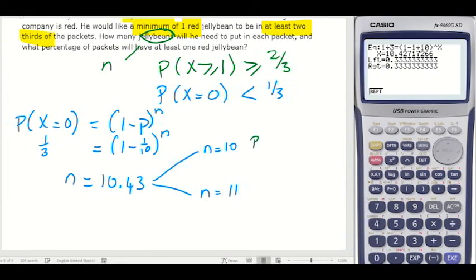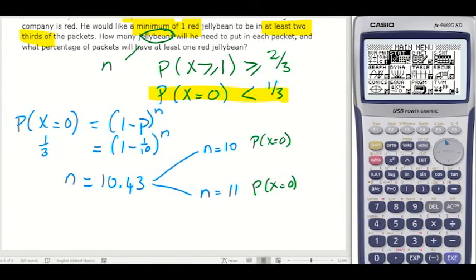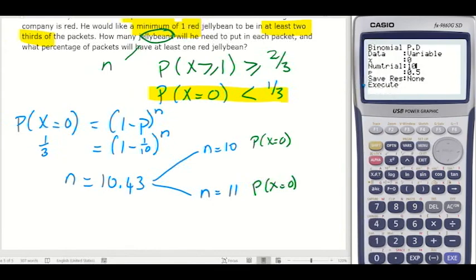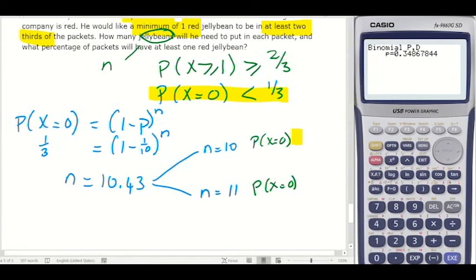So that's when I'm going to check what's the probability of getting 0 for both of those scenarios and which one meets the criteria of being less than 1/3. So in my stats menu, distributions, binomial PD, and I'm going to set my number of trials first of all to 10, and the probability of a single one getting a jelly bean is 1 out of 10, and so that would give me a probability of not getting any red jelly beans in the packet of 0.3487.